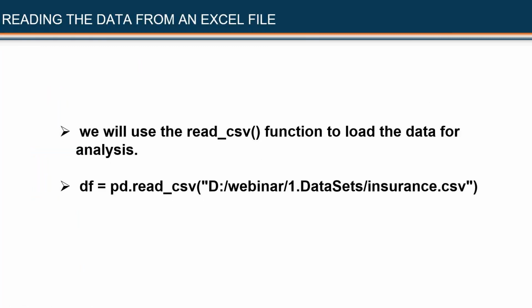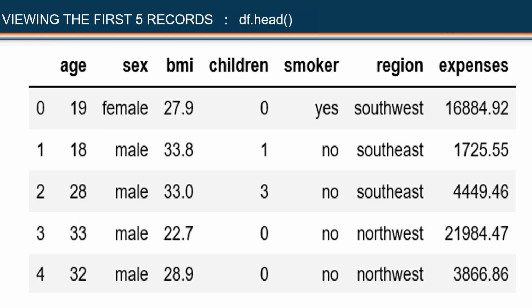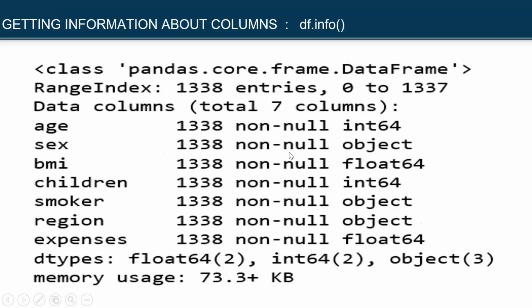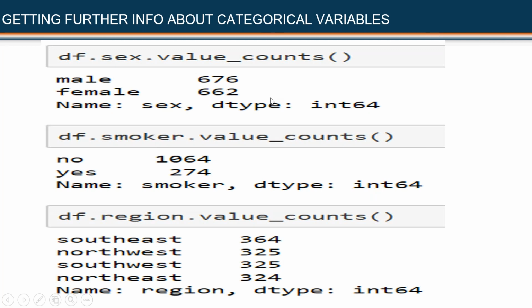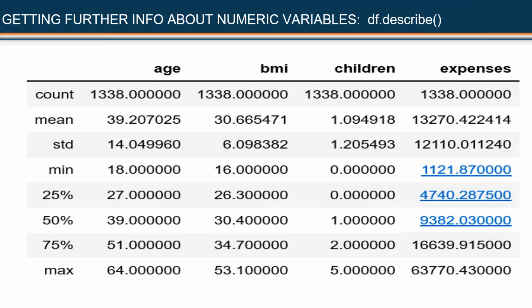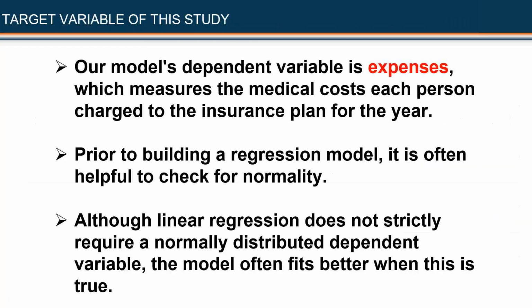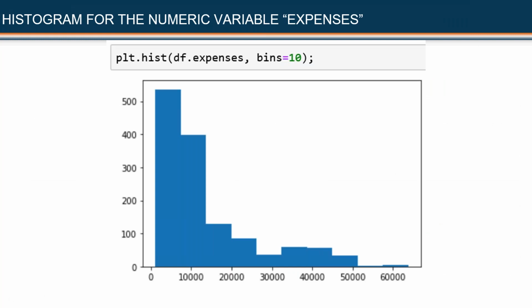We have read the data from this data set and we have used the head function to have a look at the contents of the first 5 records, and then we invoked the info function to get information about the various columns, and then we have found how many males are there, how many females are there, and then we have found mean and standard deviation for all the numeric variables, and then we got the histogram. Is the rough idea clear?